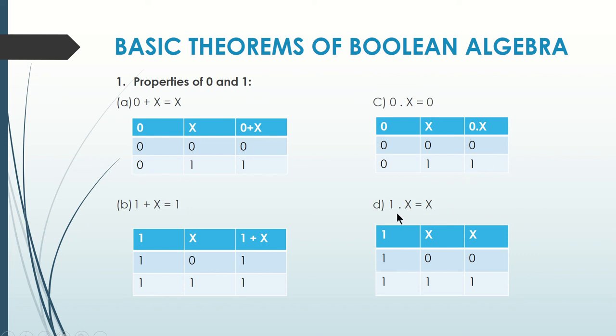Similarly, 1 dot x is equal to whatever the x value is. If x is 0, the result is 0. If the x value is 1, then the result is 1. So here alone it should be 0 only. So this is the first theorem. You will use this theorem very frequently, especially when you reduce expressions using the algebraic method. So you must remember all the theorems we are discussing now.